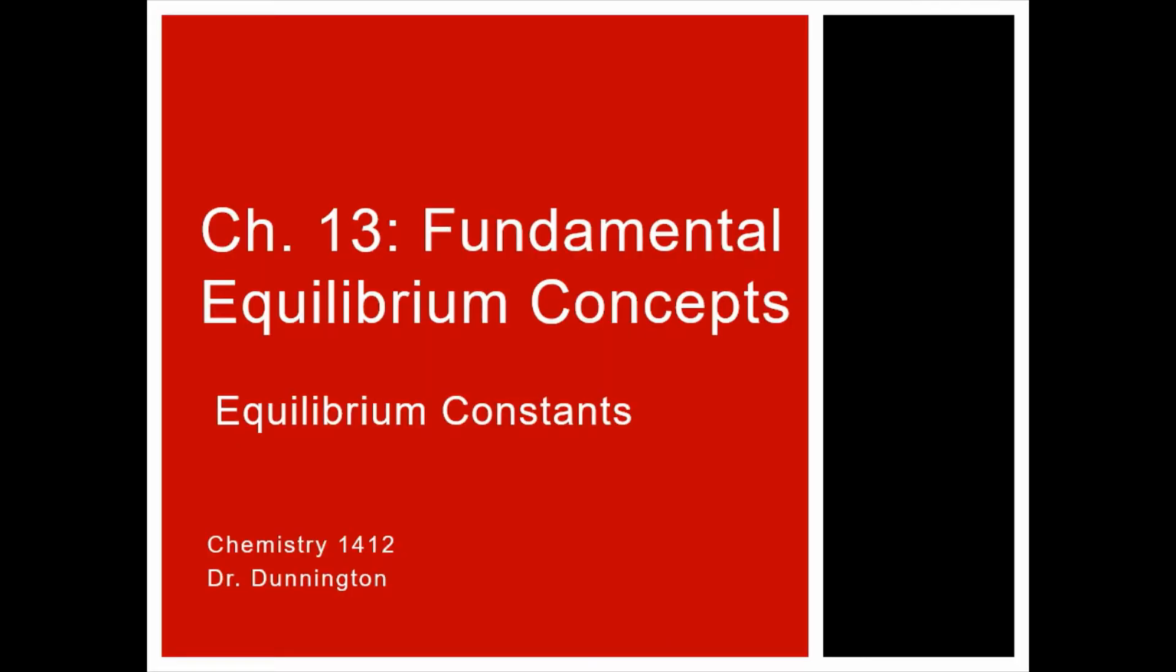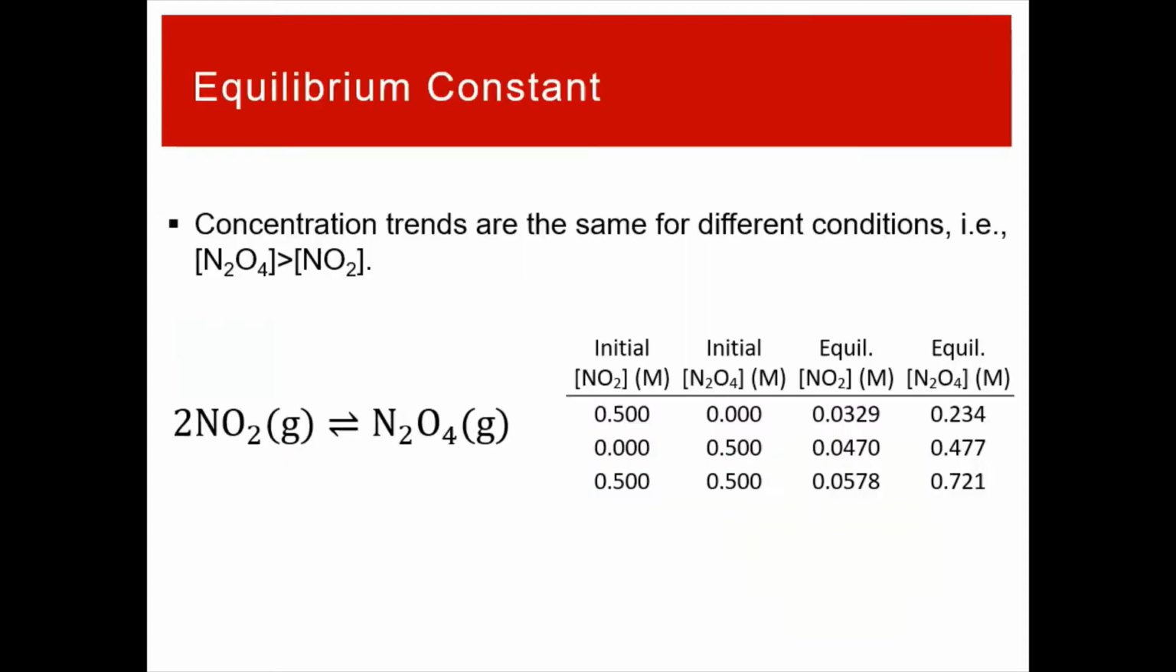Now that we've defined what equilibrium is, we want to be able to characterize it for a given chemical reaction. So if we think about this reaction, 2NO2 goes to N2O4, this is a reaction that very much exists in equilibrium. And I could think about setting up different initial conditions. I could have only NO2, only N2O4, or I could have, say, a mix of them.